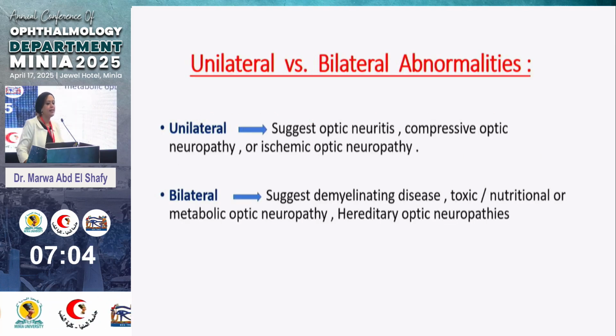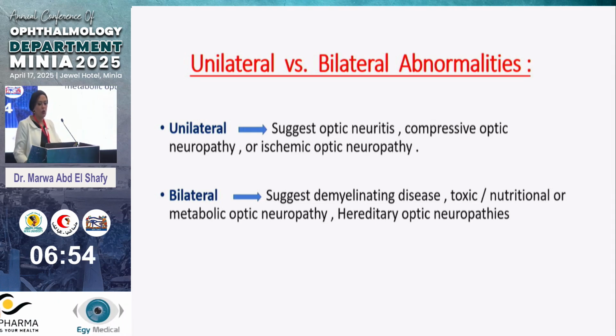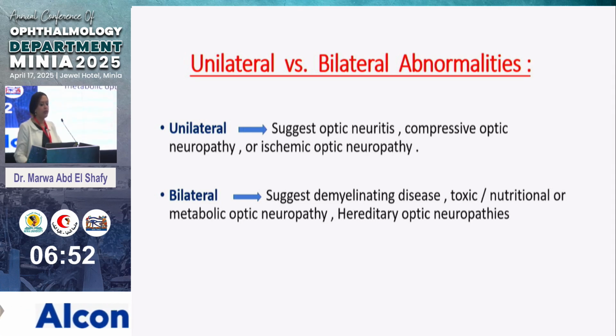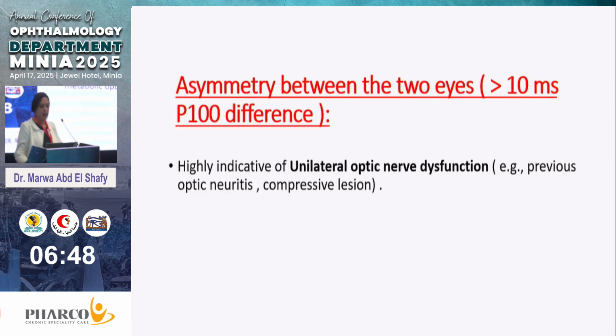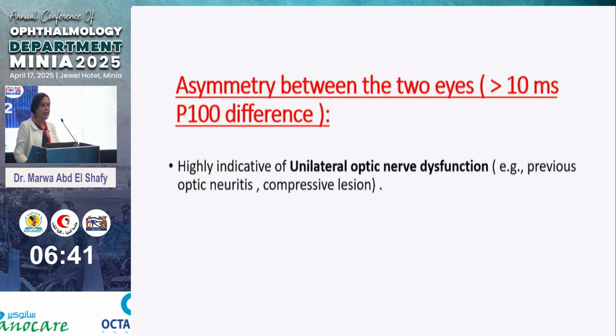In unilateral cases, suspect optic neuritis or compressive optic neuropathy or ischemic optic neuropathy. In bilateral VEP abnormality, suspect demyelinating process or toxic or nutritional optic neuropathy or hereditary optic neuropathy. The comparison between the two eyes is very important. Asymmetry between the two eyes of more than 10 milliseconds is highly indicative of unilateral optic nerve dysfunction due to optic neuritis or compressive lesion.